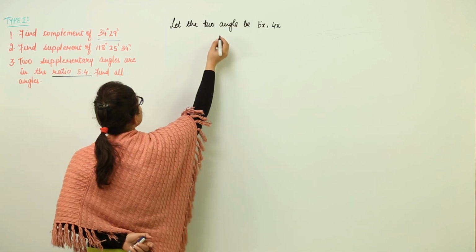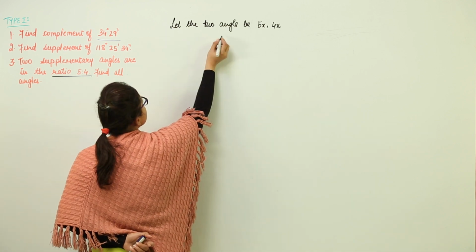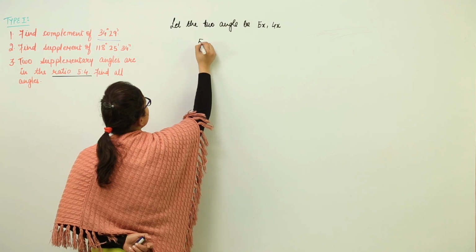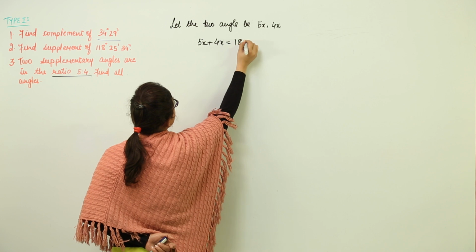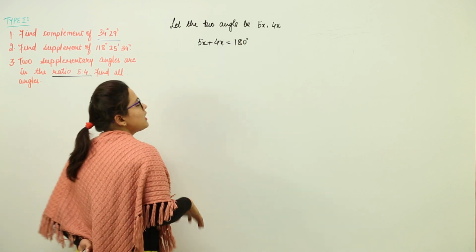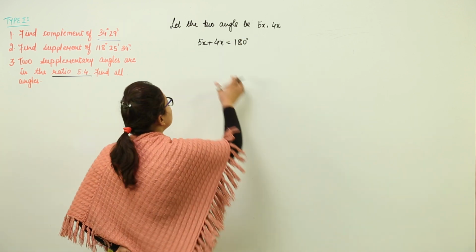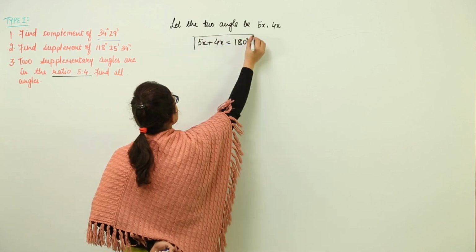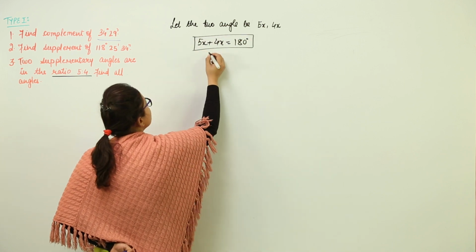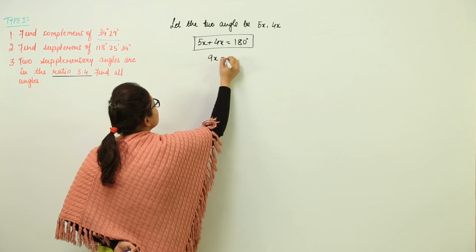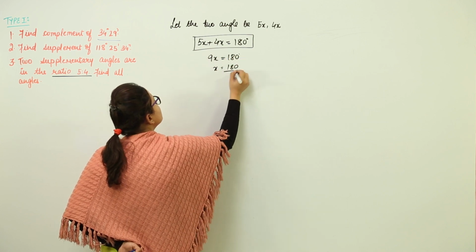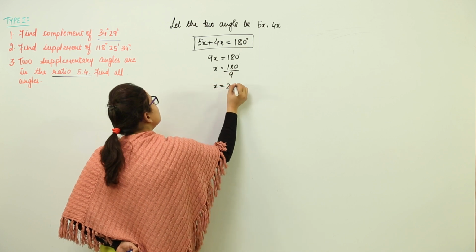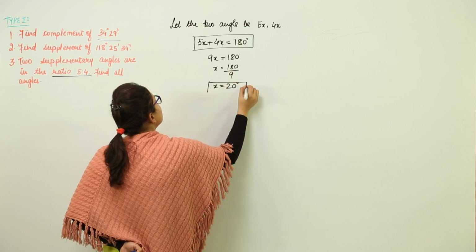Now as we have been told that they are supplementary, so we will write 5x plus 4x giving us 180 degrees. Now because they are adding up to 180 degrees, we can solve them further. This forms the equation that we have to solve. So 5 plus 4 becomes 9x equal to 180 degrees, and we get x equal to 180 over 9, giving us 20 degrees. So we have got the value of x.